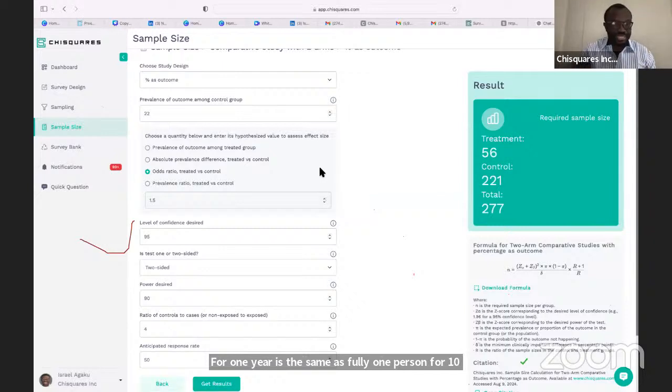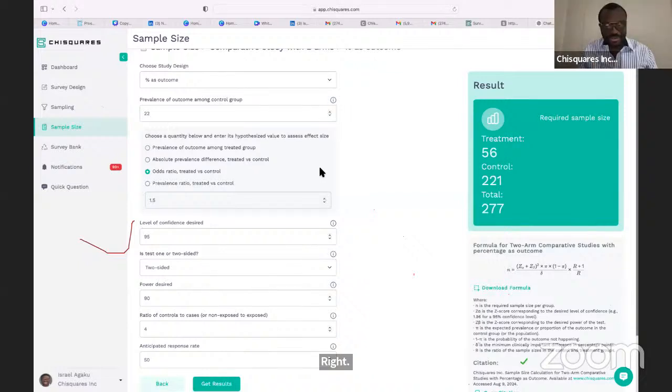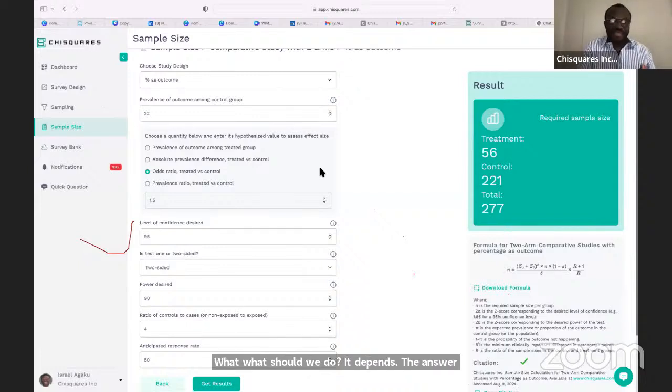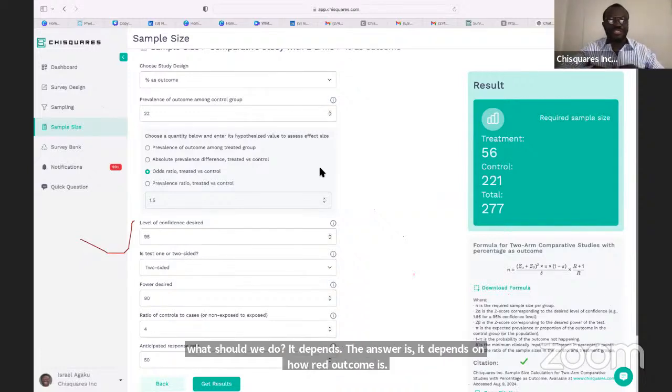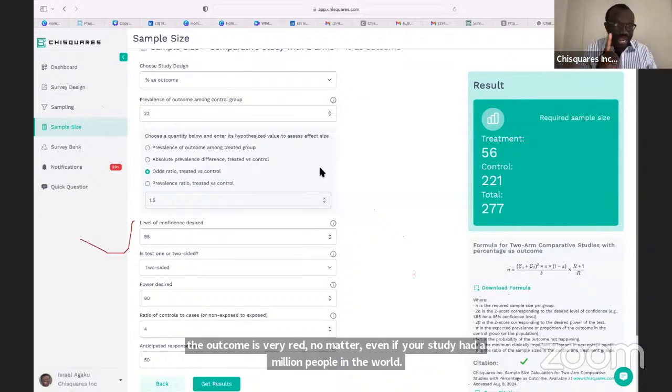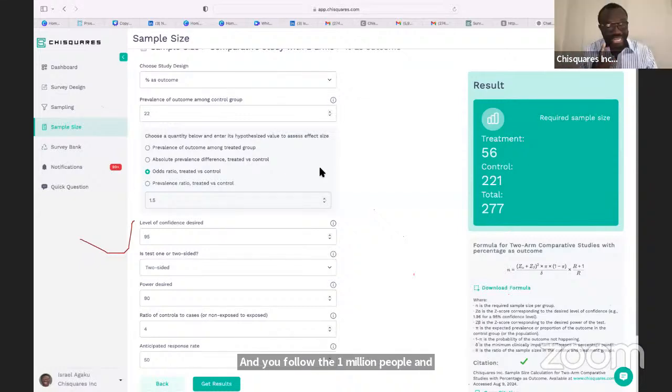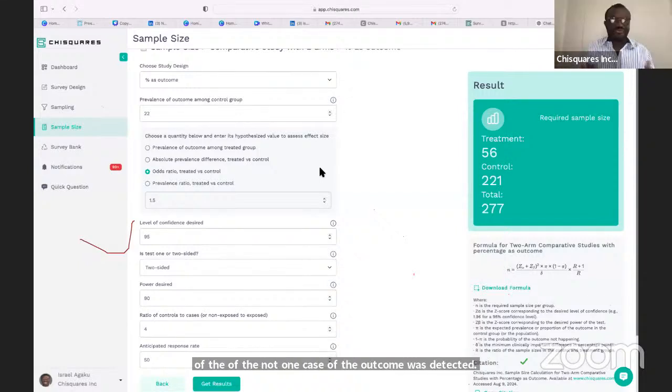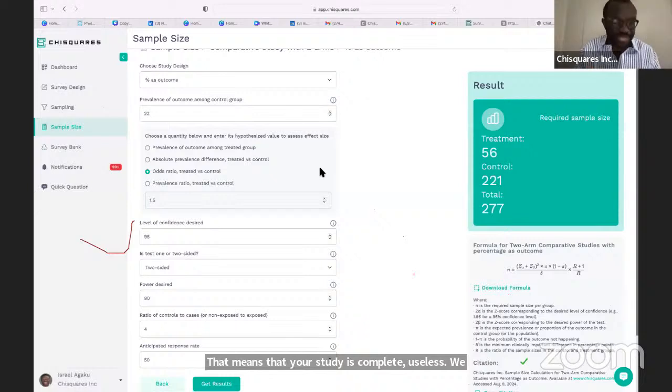Either way, we have 10 person years, right? So the question then becomes, what should we do? It depends on how rare the outcome is. If the outcome is very rare, no matter, even if your study had 1 million people in the world, and you followed the 1 million people and not one case of the outcome was detected, that means your study is completely useless. We cannot calculate anything from the study, right?